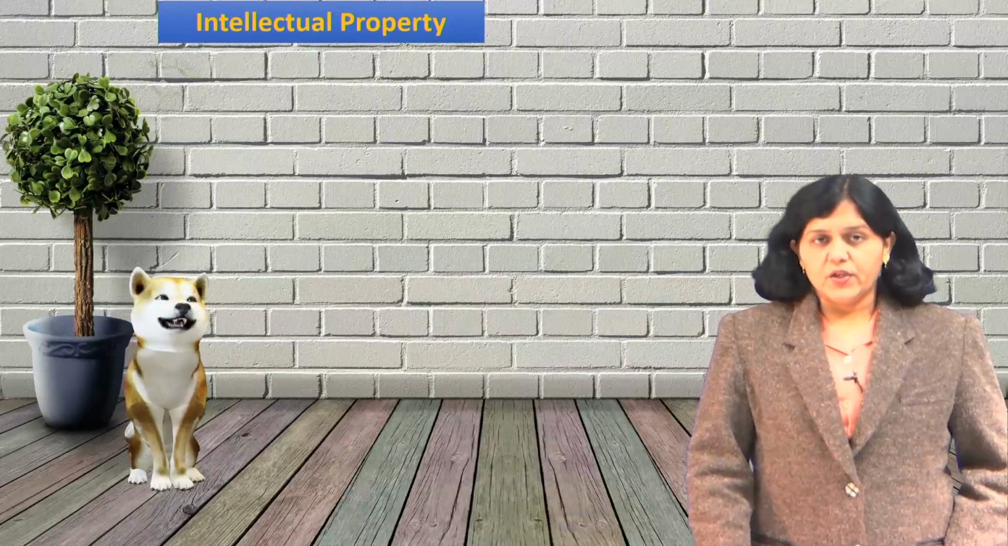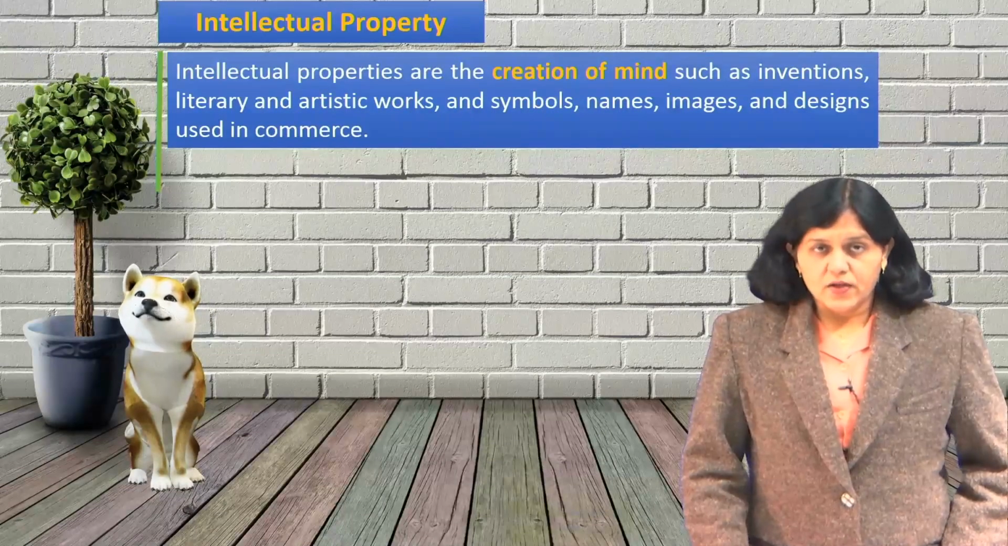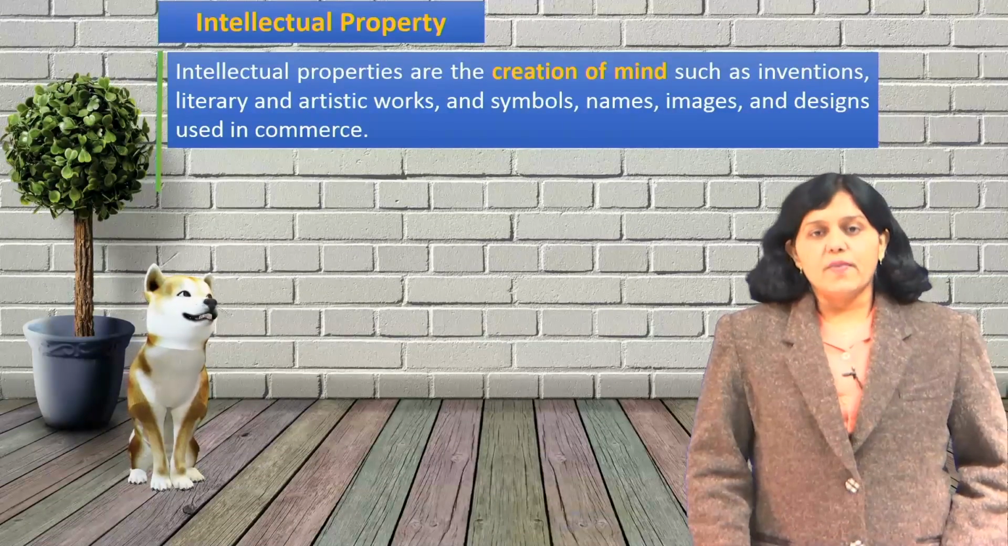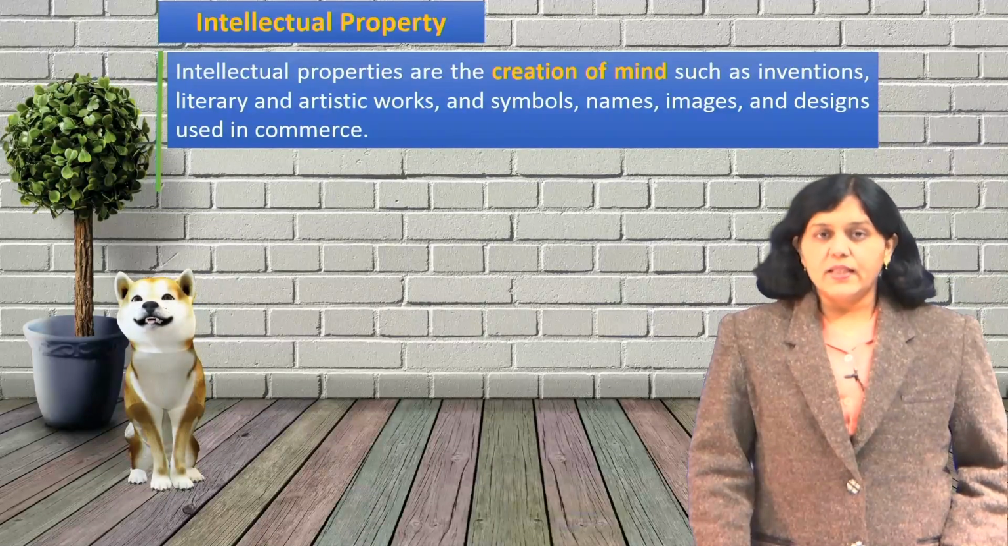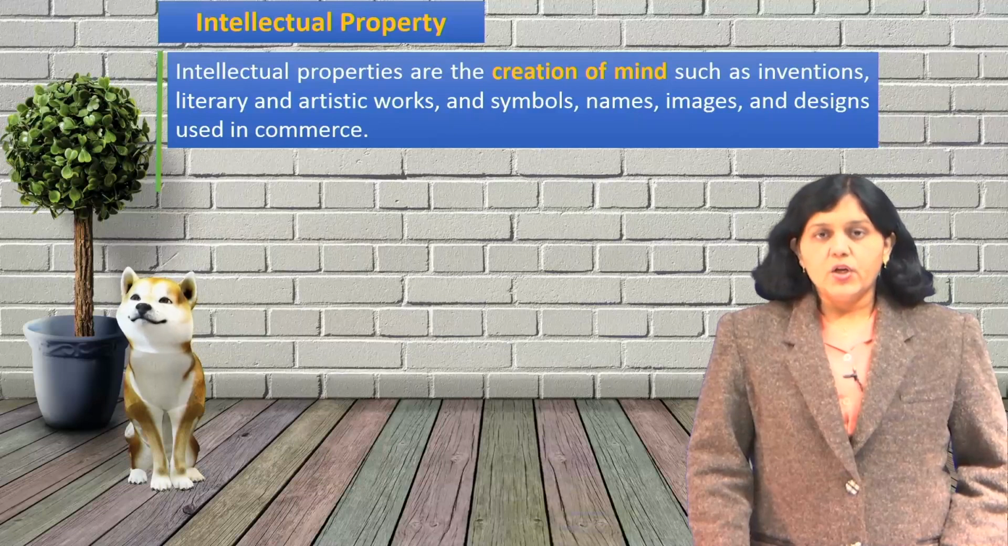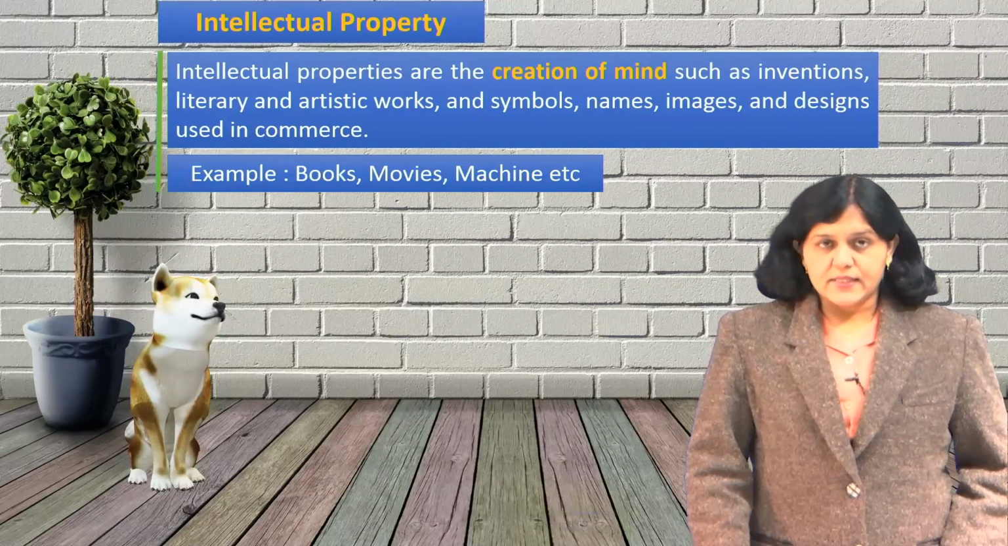Intellectual property is a type of intangible property. So, how can we define intellectual property? Intellectual property is a type of intangible property and is defined as a creation of human intellect. Intellectual property is a result of the effort of the intellect of humans. Intellectual properties are the creation of the mind such as inventions, literary and artistic works, and symbols, names, images and designs used in commerce. For example, movies, books, etc.